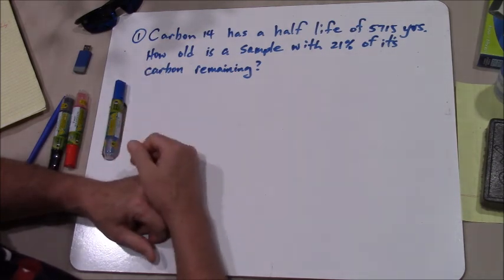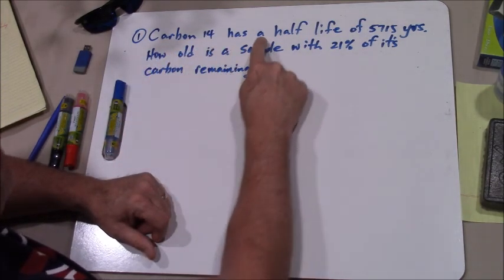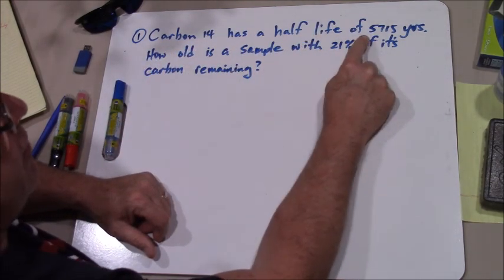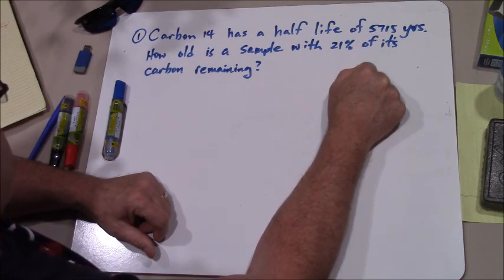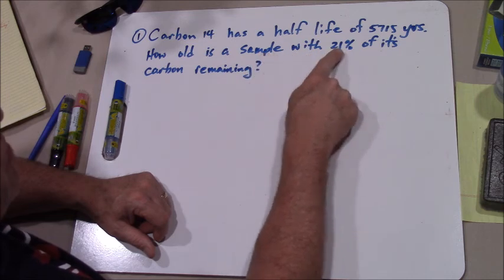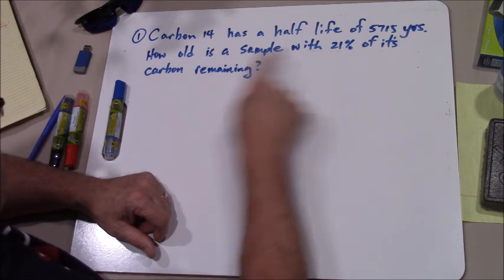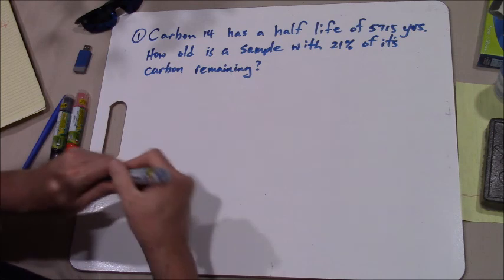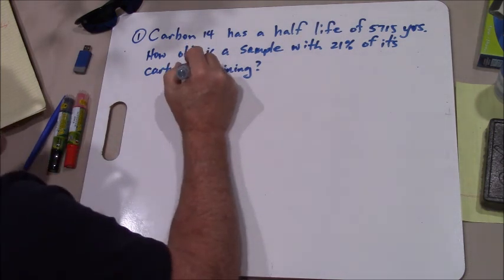So here's our first problem. It says that carbon-14 has a half-life of 5,715 years. And the question here is, how old is a sample with 21% of its carbon-14 remaining? Carbon-14.